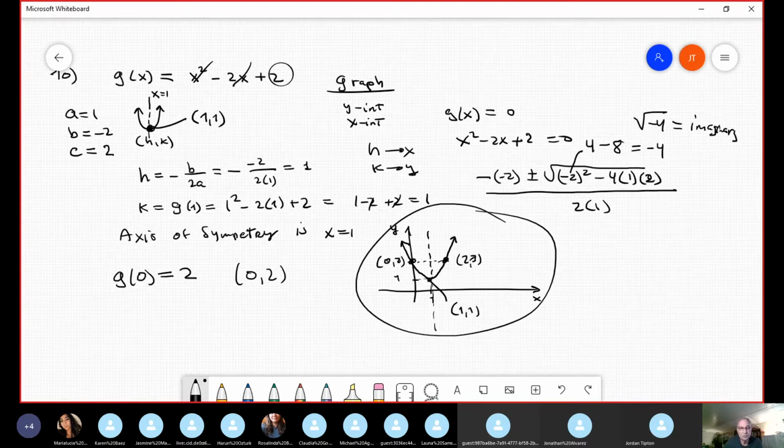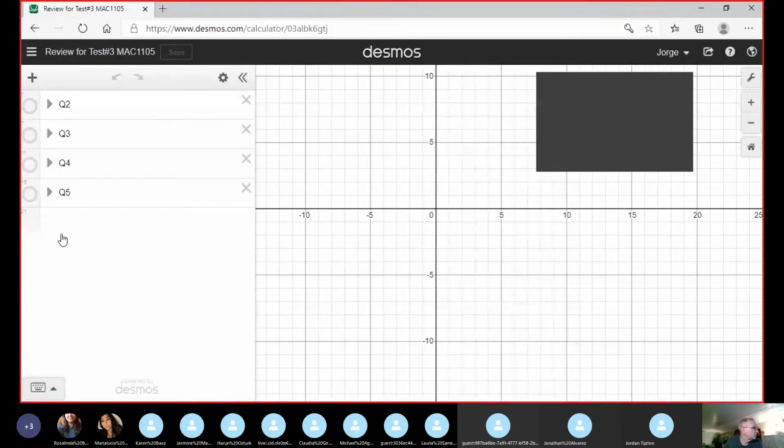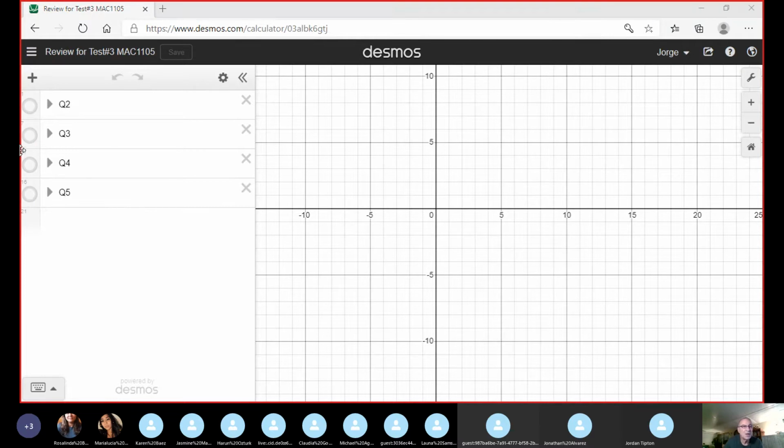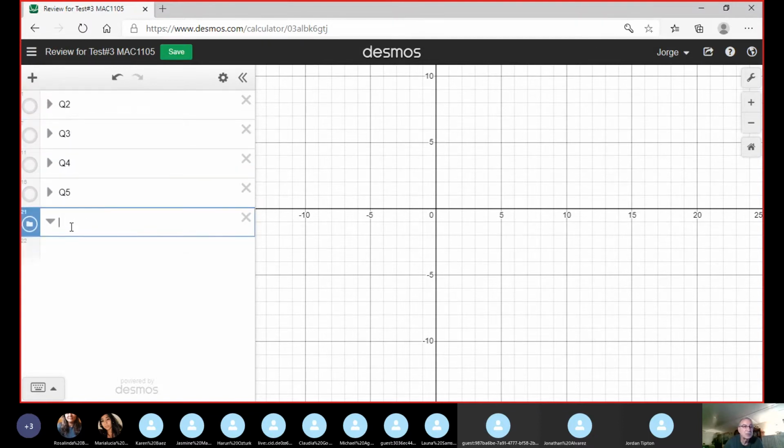Let's switch to Desmos. Okay, switching to Desmos. Remember, we were doing some problems in Desmos before, and this is question 10. Okay, I need to create another question. Basically, in Desmos, I did only the questions that involve somehow the graphic part, no? Okay, this is question 10.